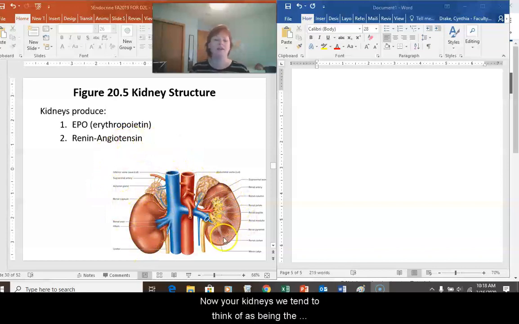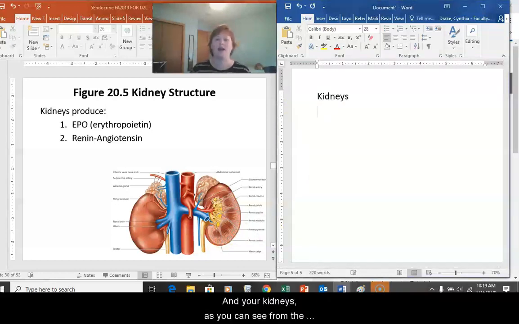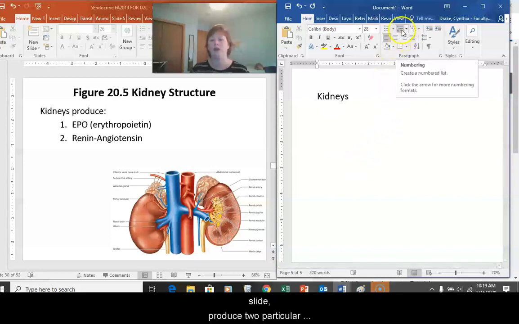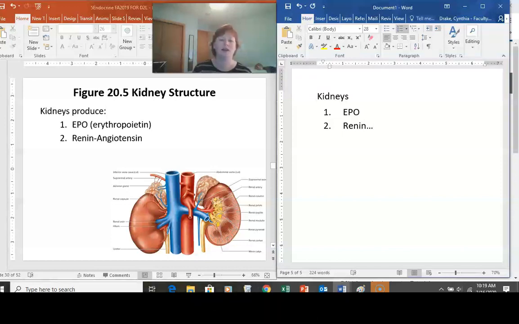Now your kidneys we tend to think of as being the structures that are going to filter blood and produce urine to get rid of waste, and that is absolutely true, but they are also a very important endocrine structure. And your kidneys, as you can see from the slide, produce two particular hormones that we're going to focus on today. EPO, which is erythropoietin, and renin, which kind of triggers this renin-angiotensin series of hormone changes, one of those cascades that you might have seen talked about in the crash course video.